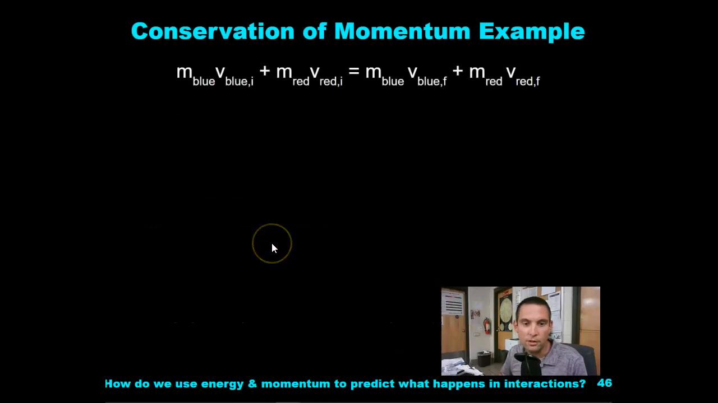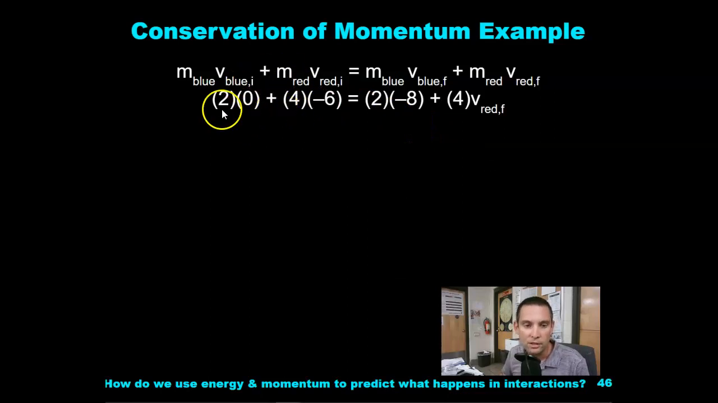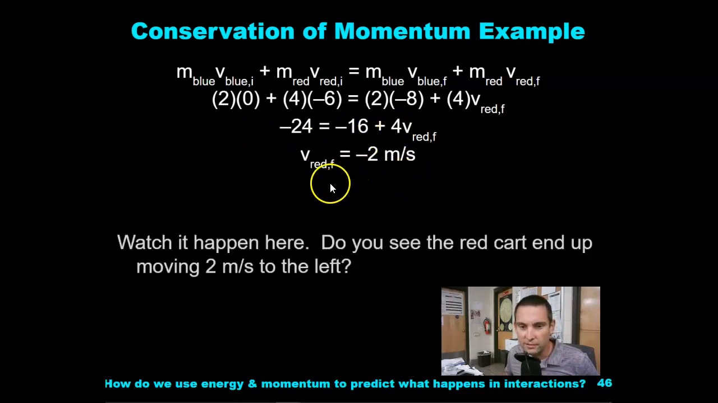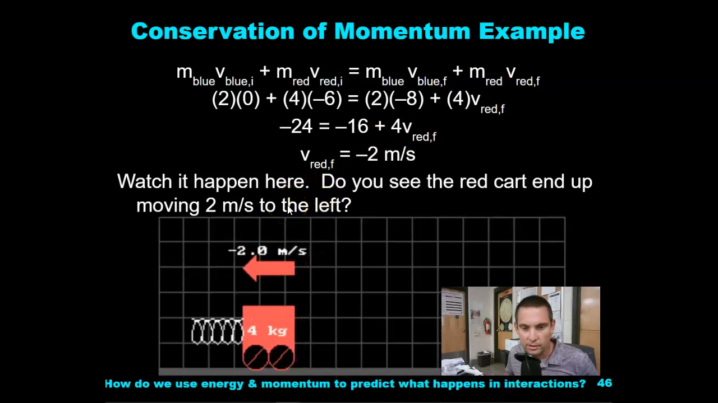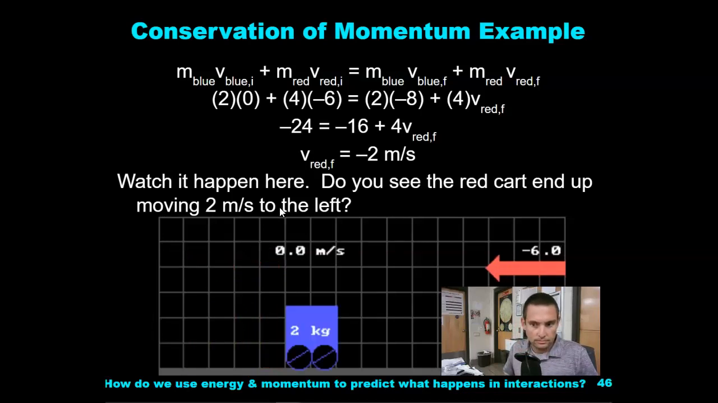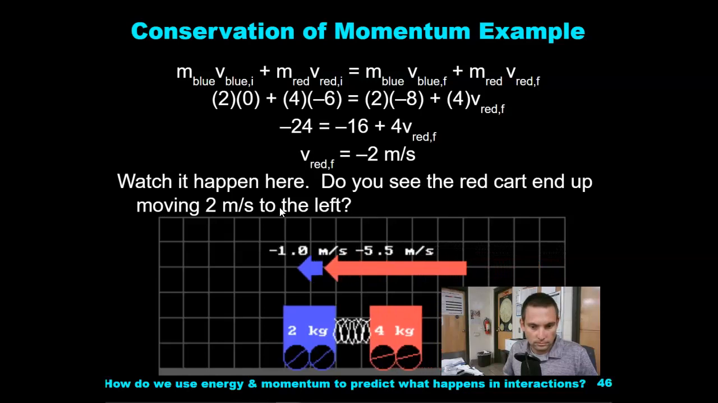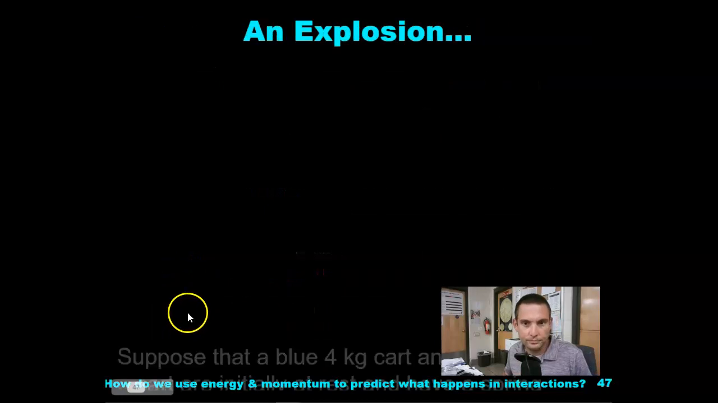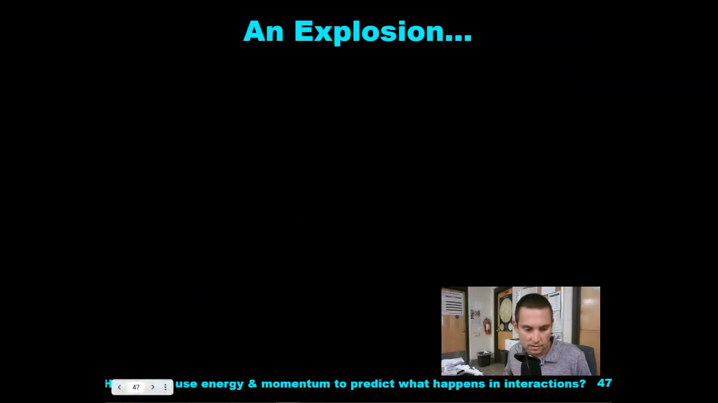Now we'll set the initial and final momentums equal to each other. So it's the same big long equation we've been dealing with, and then we plug in our numbers. That goes to 0, and then that's it. So we have 4 times negative 6 equals 2 times negative 8 plus 4v. Using algebra, add 16 to both sides, divide by 4, we get final velocity of the red car to be 2 meters per second, and here's our animation. That's it. Pretty cool. An explosion will be the last video.